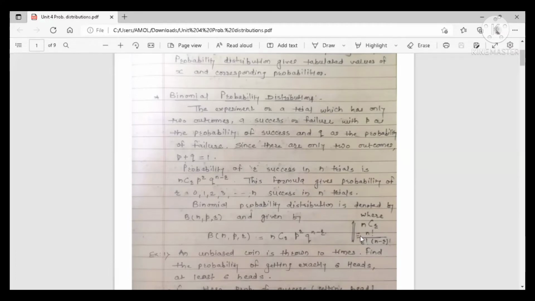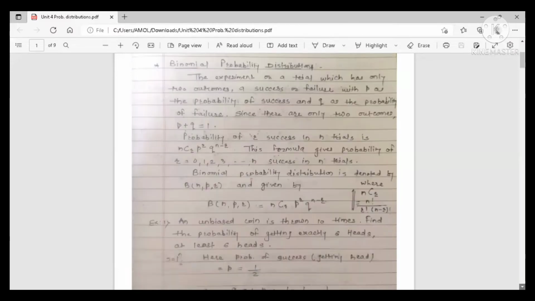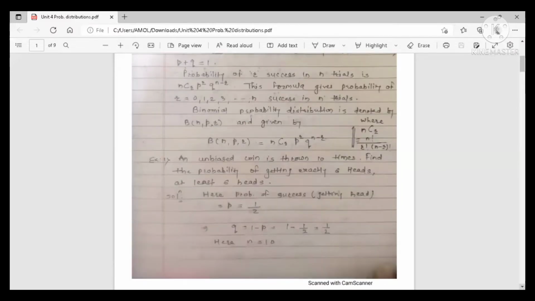And you know what is nCr. nCr is equal to n factorial upon r factorial into the complete factorial of n minus r. So this is the formula of nCr. Okay. Now see the example on binomial distribution.